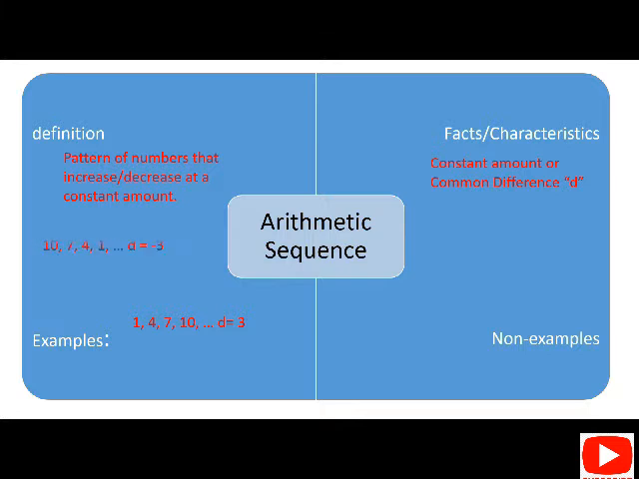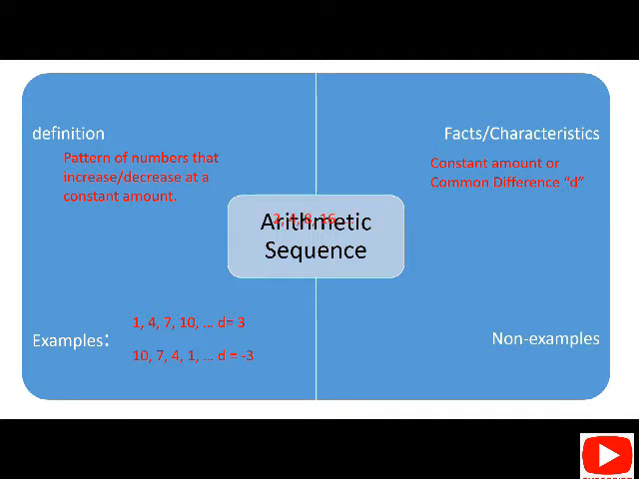Another example for arithmetic sequence, we have the sequence 10, 7, 4, 1, and the common difference is negative 3, because this sequence is decreasing. So then we have negative 3: 7 minus 10, that's negative 3. 4 minus 7, that's negative 3. 1 minus 4, that is negative 3.